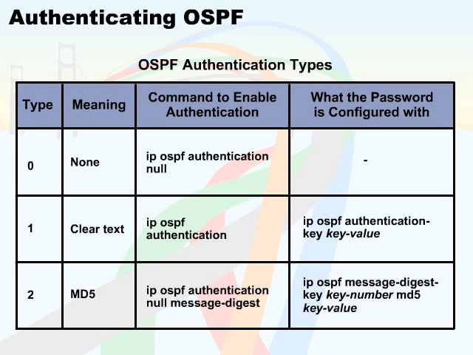Three types of authentication can be implemented in OSPF: Type 0, 1, and 2. Type 0 is null authentication, which means that there is no authentication. Type 1 is simple text password authentication. Type 2 is Message Digest Algorithm 5 or MD5 authentication.